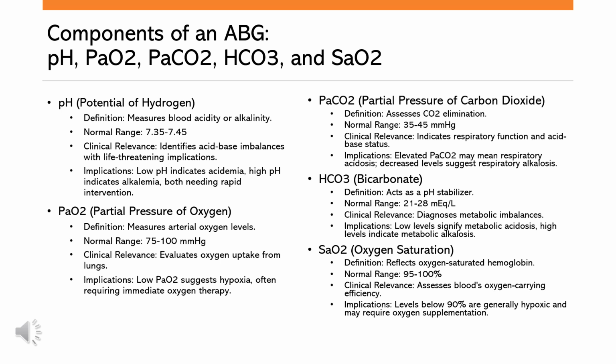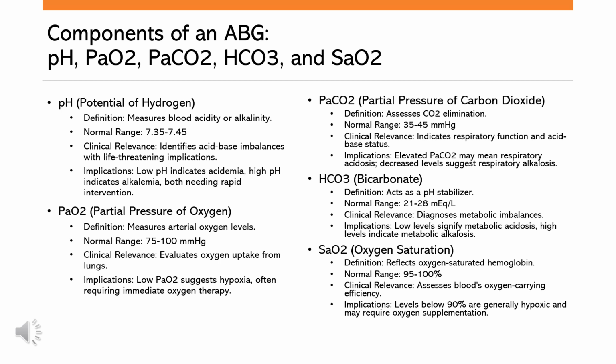PaCO2, or partial pressure of carbon dioxide, addresses how effectively the body eliminates CO2. The normal range is 35 to 45 millimeters of mercury. This provides insights into respiratory function and, indirectly, acid base status. Elevated PaCO2 could mean respiratory acidosis, while decreased levels suggest respiratory alkalosis.